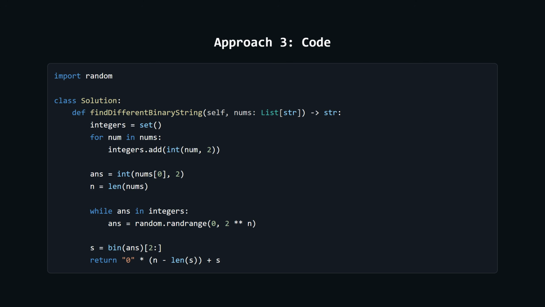Here is the code for the random approach. We pick a random integer between 0 and 2 to the power of n. We use a while loop to keep picking a new random number as long as our guess is in the set. Once we find a missing one, we format it as a binary string and return it. It technically has a worst-case infinite loop, but practically, it runs instantly.